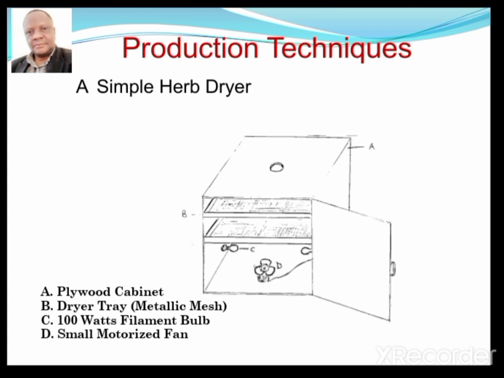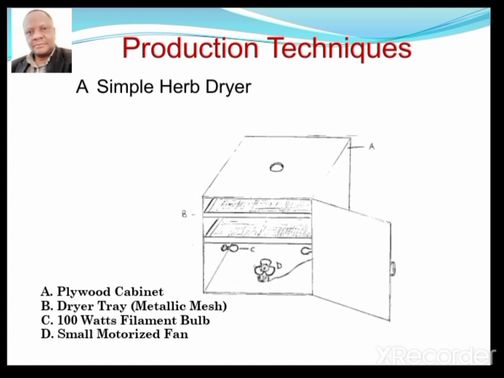You can also make a simple home dryer if you do not have a dehydrator. It could look like what you have in the diagram, a wooden box with trays, metallic mesh, then bulbs, maybe 2 bulbs of between 60 watts to 100 watts. You can also put a simple, small motorized fan, if you can afford that. Then that will just help to do the drying process.